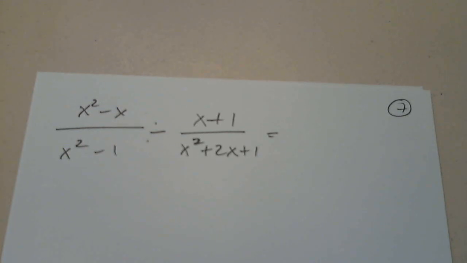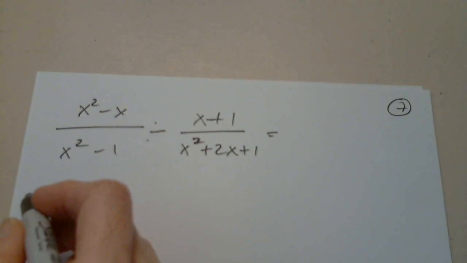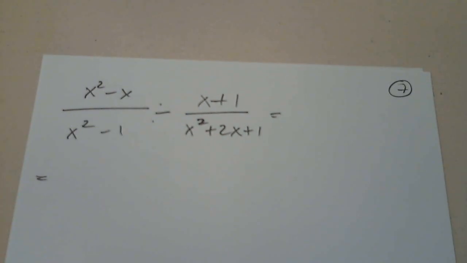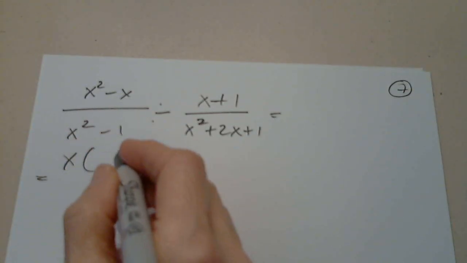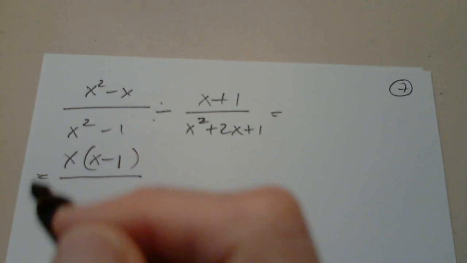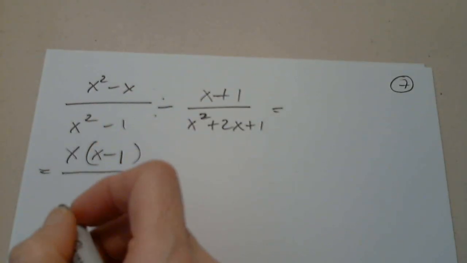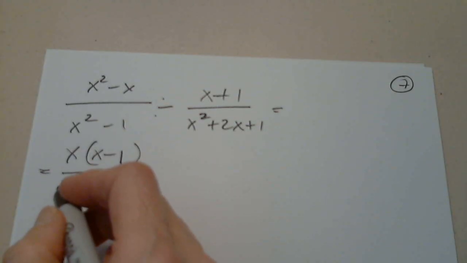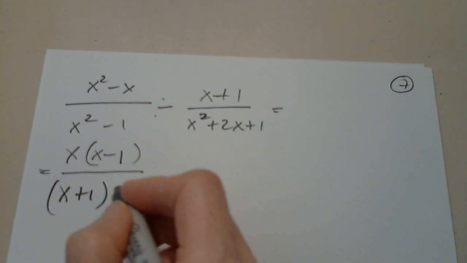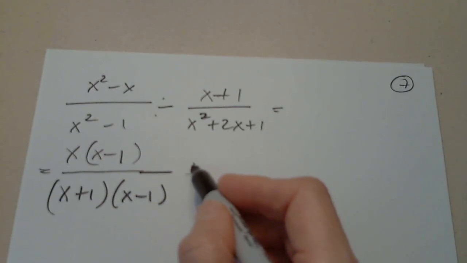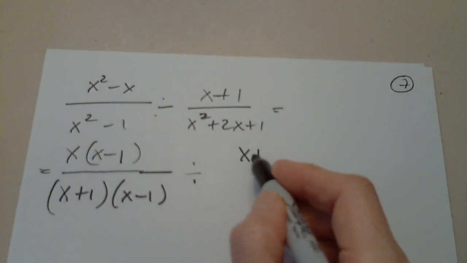Okay, so let's start with the numerator. What do you think we need to do with x squared minus x? Factor x out. x, and what is left in parentheses? x minus 1. What about the denominator? That's a difference of squares, x minus 1 times x plus 1. Very good. Divided by, the numerator is x plus 1.